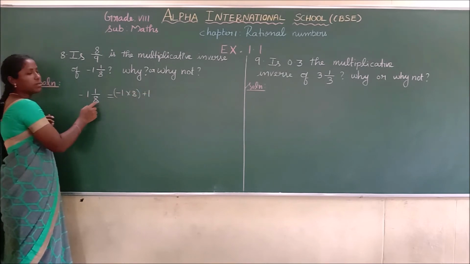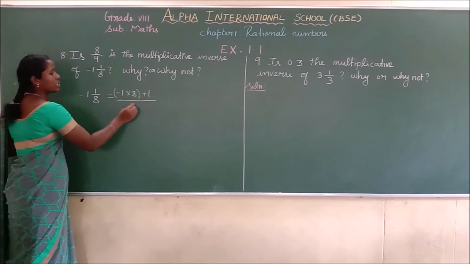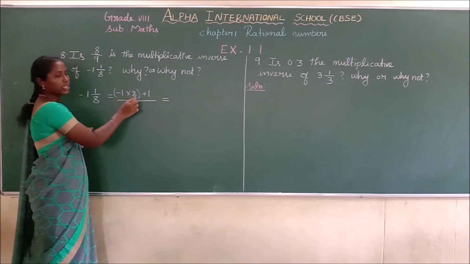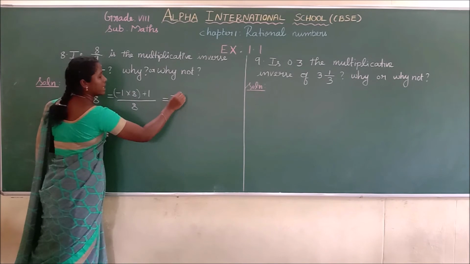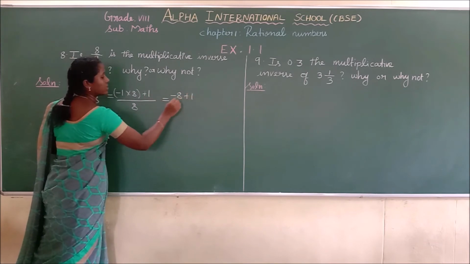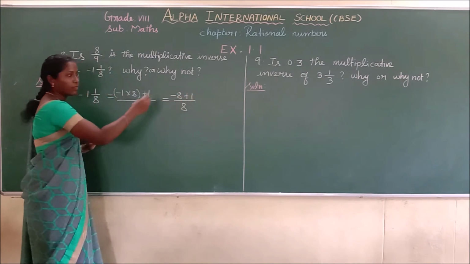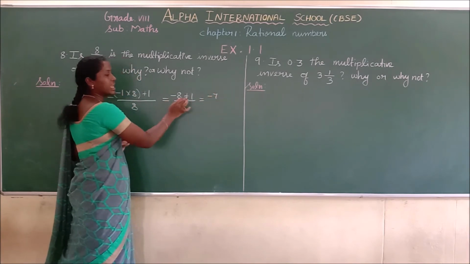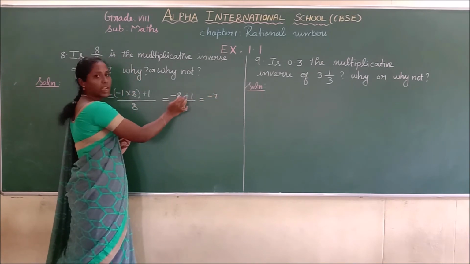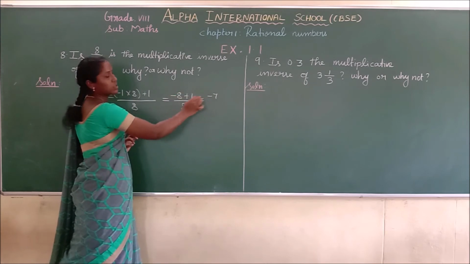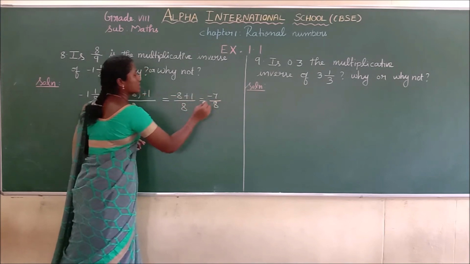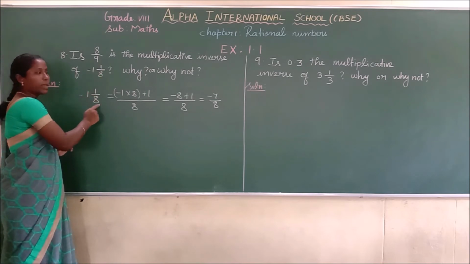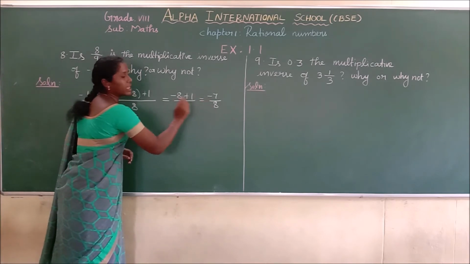Minus 1 into 8 plus 1 by the denominator 8. So what is the result? Minus 1 into 8 is minus 8, plus 1, by 8. Minus 8 plus 1 means you have to subtract the values and put the sign of the greater number. So the answer is minus 7 by 8. So the actual value of the given number minus 1, 1 by 8 is minus 7 by 8.